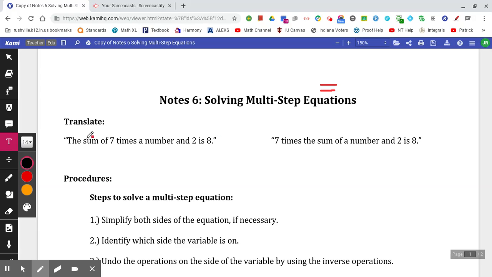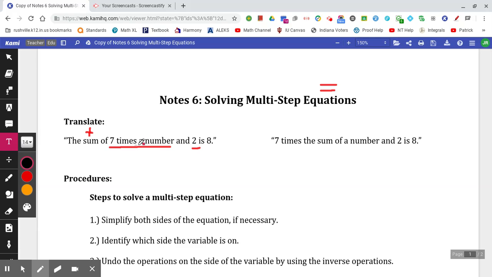All right, so first I have the sum. So the sum means addition. All right, so I'm going to be adding. For example, the sum of 1 and 2 is 3. So what I do there is I take 1 plus 2, and then it is 3, so equals 3. This one's a little more complicated than that. It says the sum of 7 times a number and 2 is 8. But it's very similar in the fact that I have some quantity here and another quantity, and then it gives me the sum, the answer to the addition problem is 8.